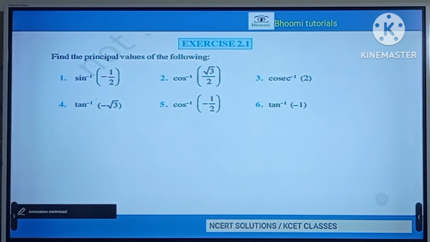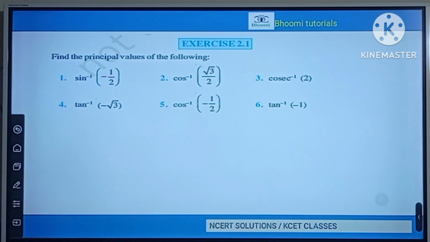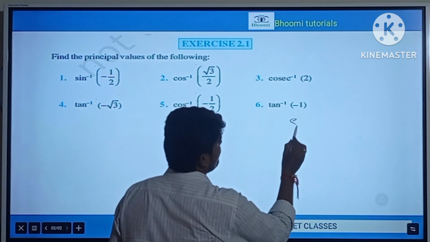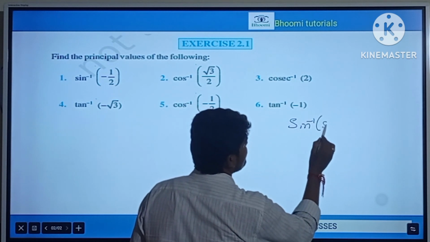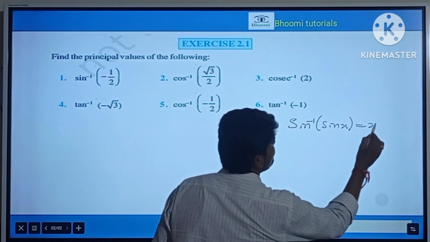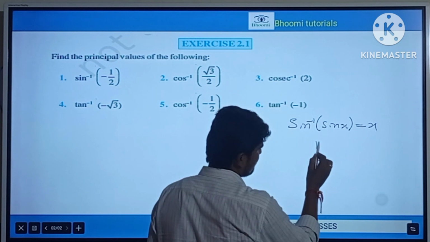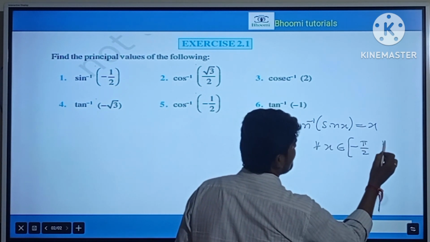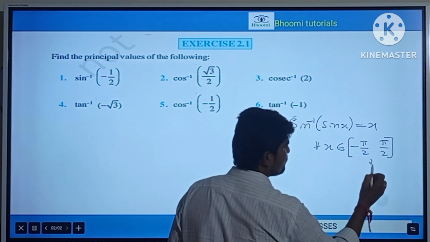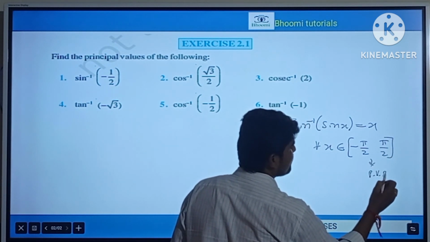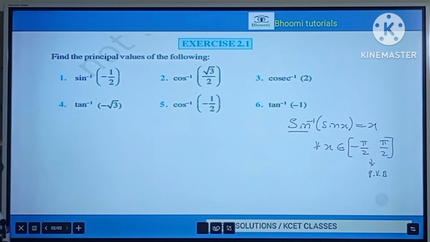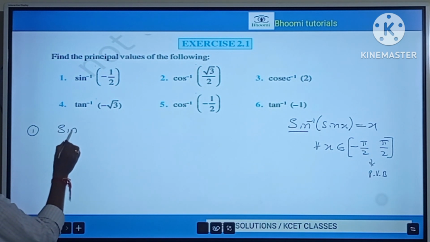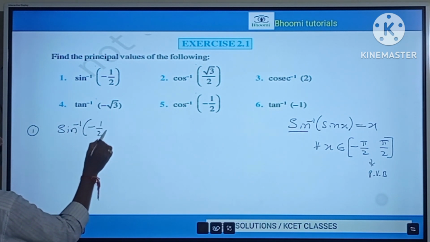To identify the principal value of sin inverse minus 1 by 2, we know the property: sin inverse of sin x is equal to x, for x belongs to the closed interval minus pi by 2 to plus pi by 2. This is the principal value branch of sin inverse. Here the first question is the principal value of sin inverse minus 1 by 2.